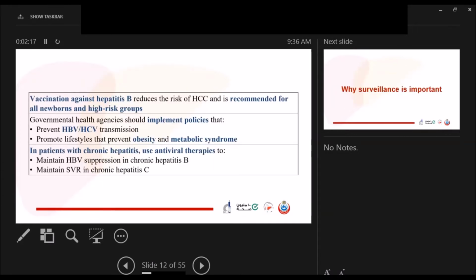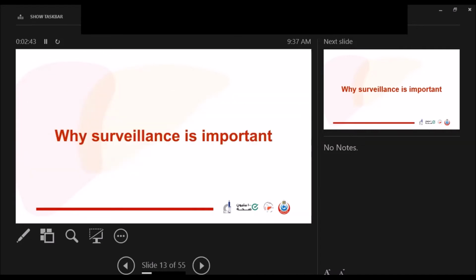Of course, there are some recommendations we can use for primary prevention of HCC, such as vaccination against hepatitis B, preventing the transmission of viral hepatitis, promoting a healthy lifestyle to decrease the incidence rate of NAFLD or MAFLD, and supplying antiviral therapy either to maintain viral suppression in HBV or SVR in HCV.